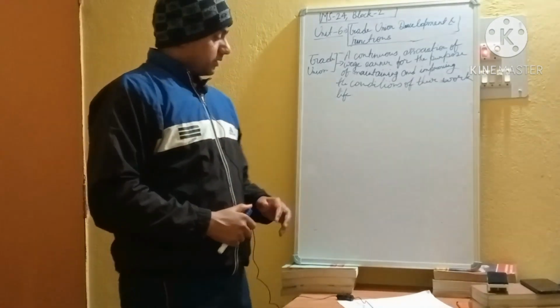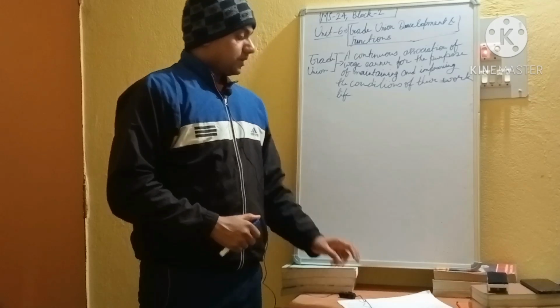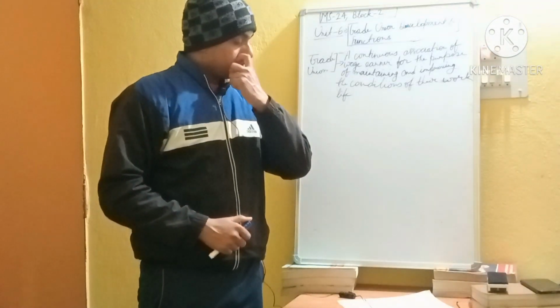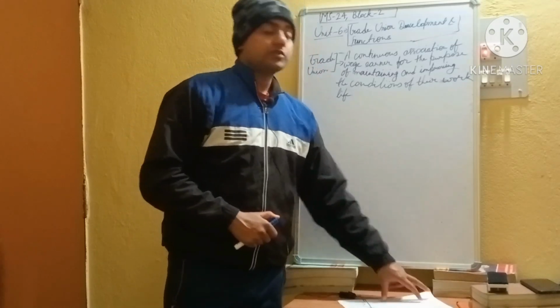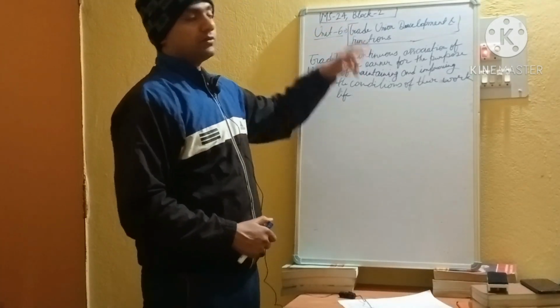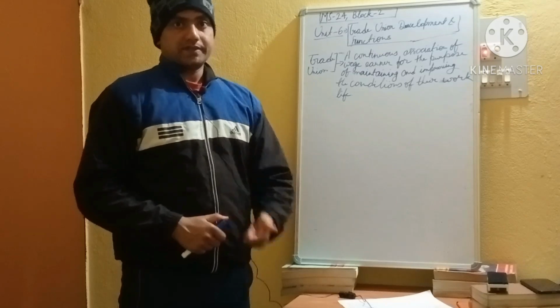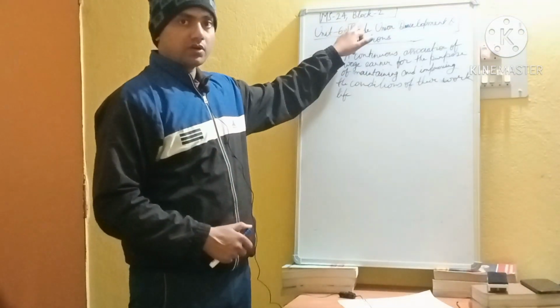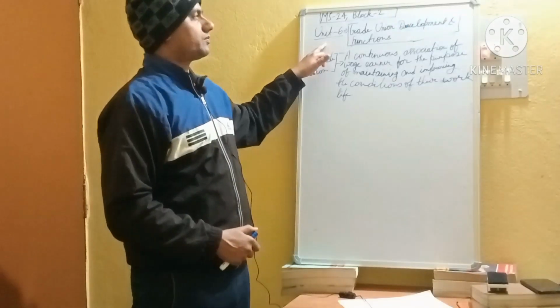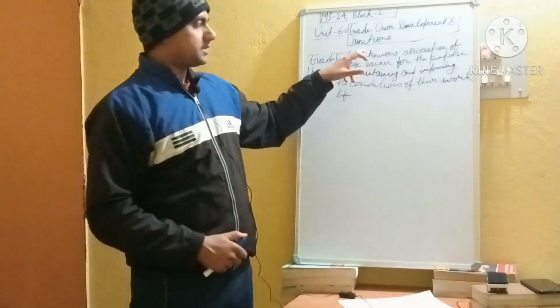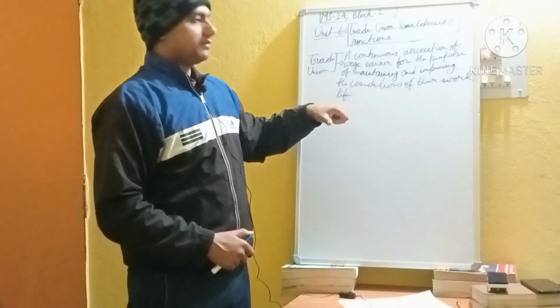Okay, now this is MS24, that is human, MS24 industrial relations, and this is the second block, and in this second block we have the unit 6, and the name of this unit is trade union development and functions.